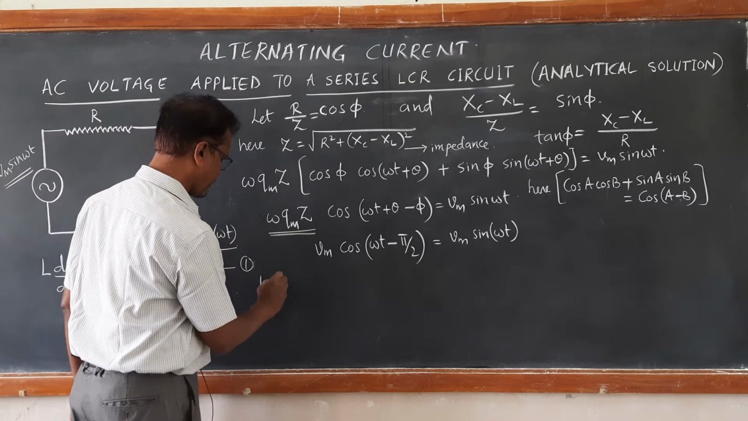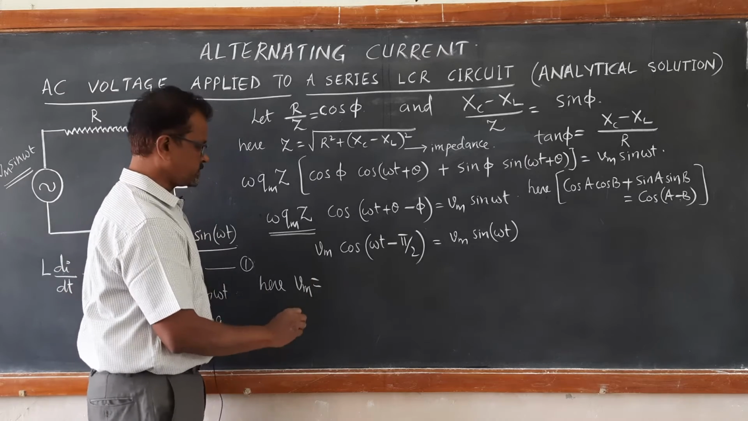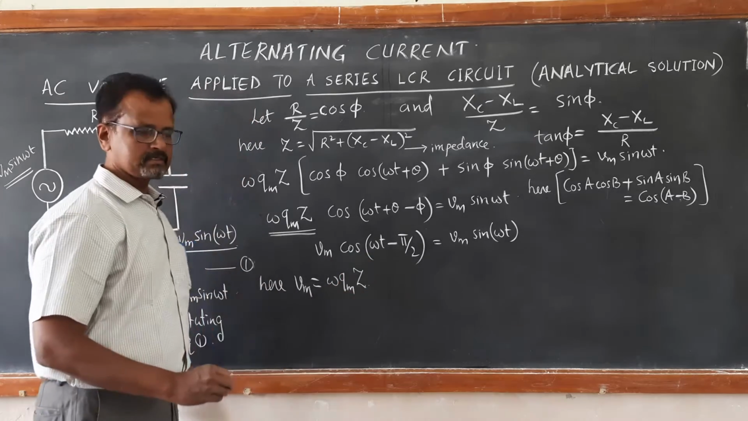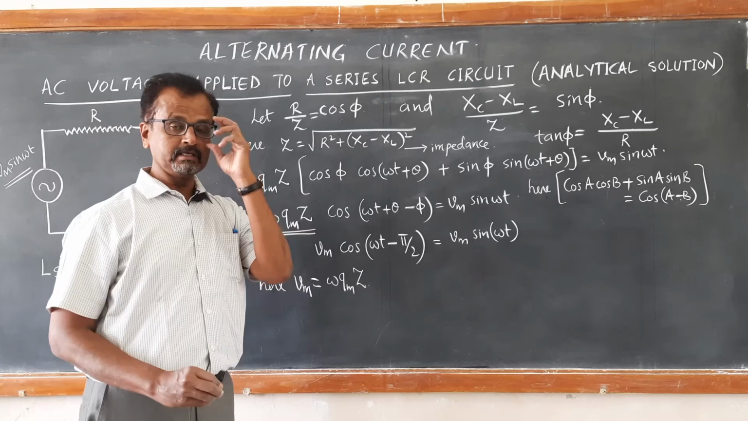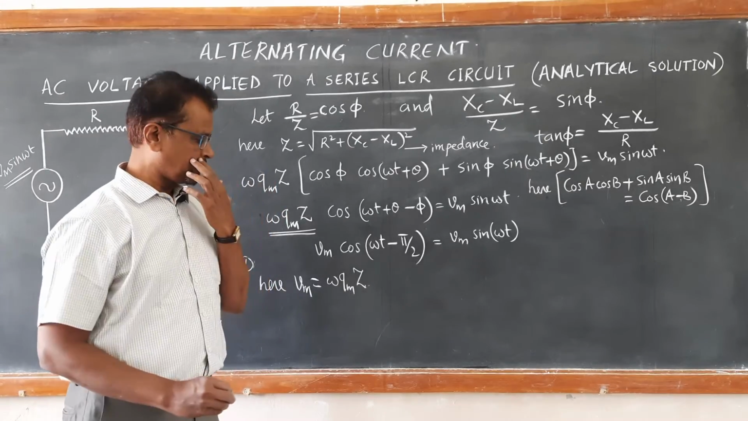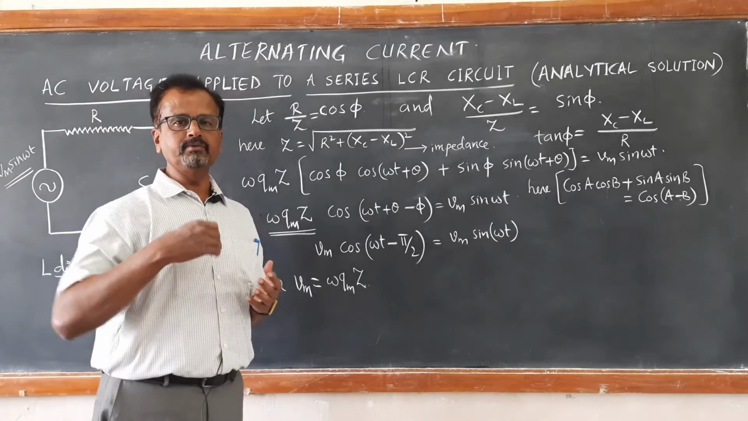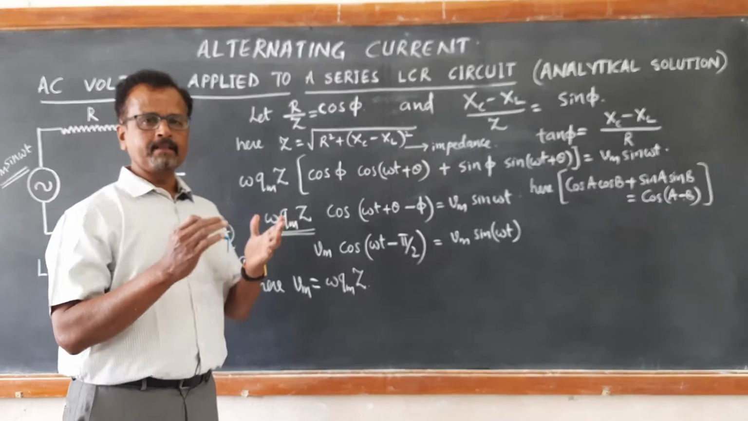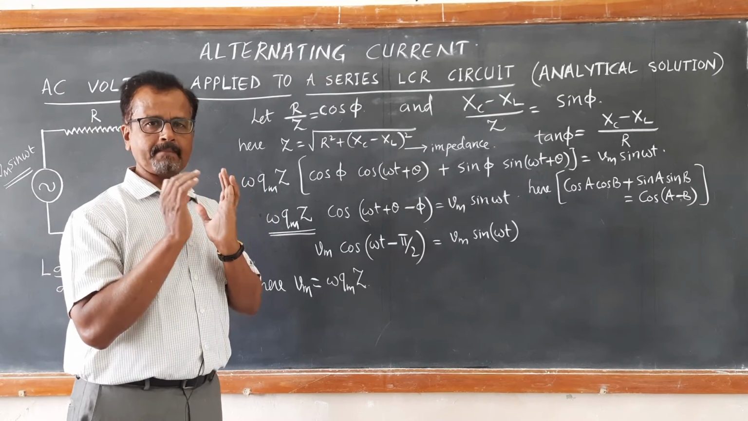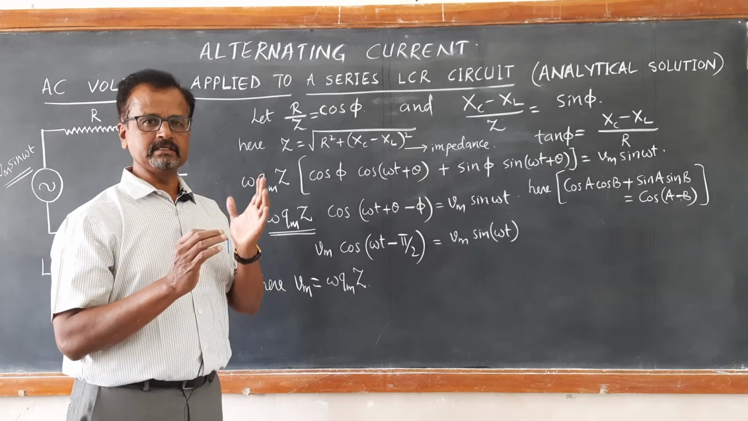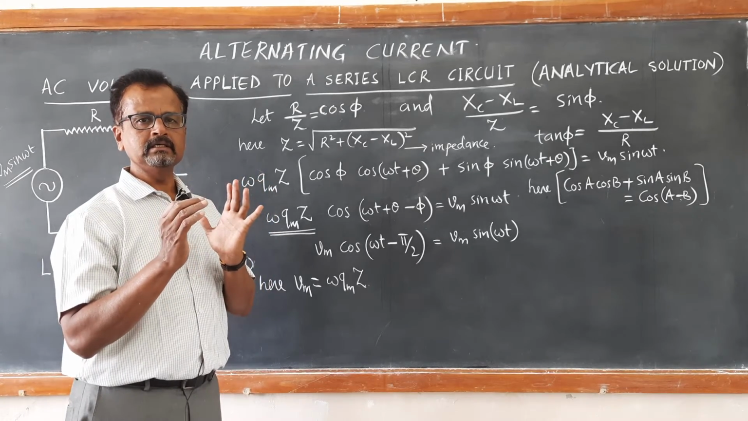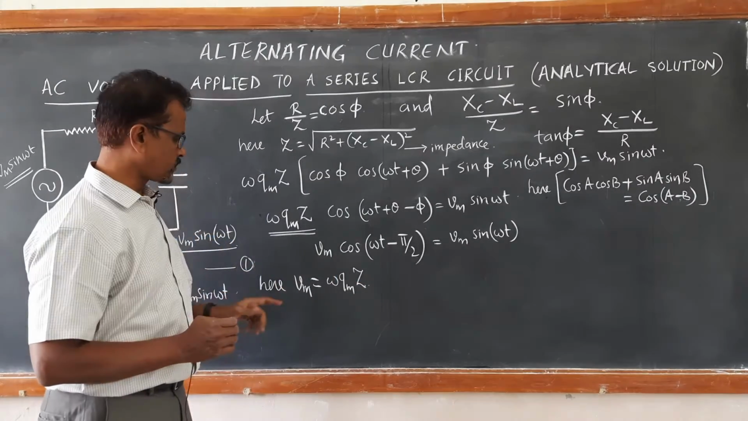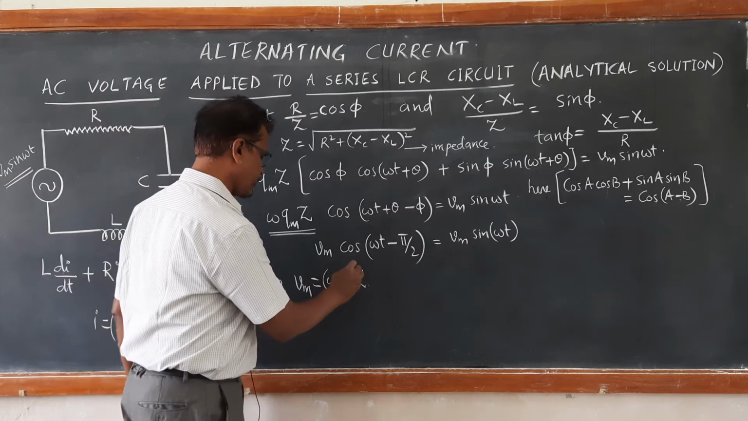Therefore, here Vm, peak value of voltage Vm is equal to omega qm Z, where Z is the impedance, which plays the same role as resistance in case of AC circuit connected with resistor. So Z is the effective value of resistance offered to the current when we take resistance, capacitance and inductance in series for LCR circuit in series. So that total effective resistance is called as impedance. Okay. So Vm equal to omega qm Z.